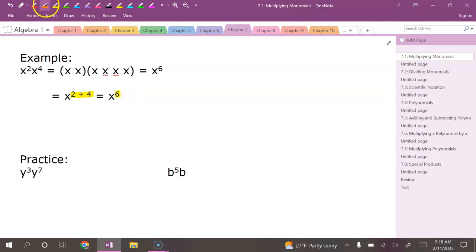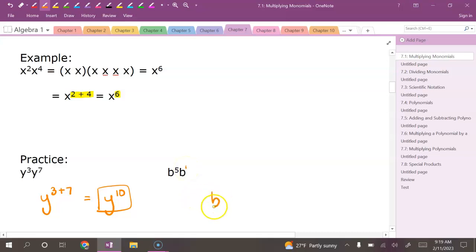All right, for this first one, I would have taken 3 plus 7 to get y to the 10th power. For this next one, anytime you see a letter by itself, it technically has an exponent of 1. We just don't see it written there. So you should have taken 5 plus 1 to get b to the 6th power.